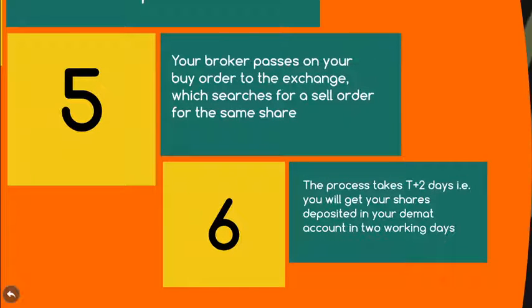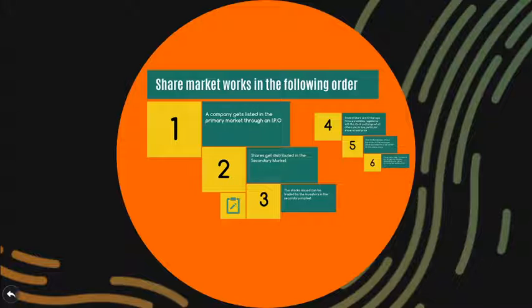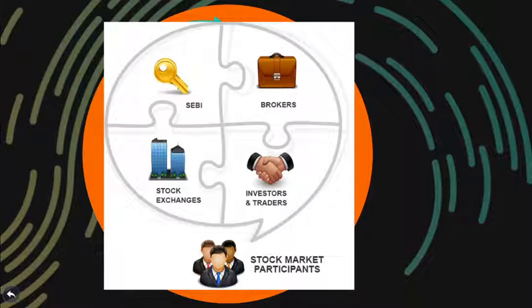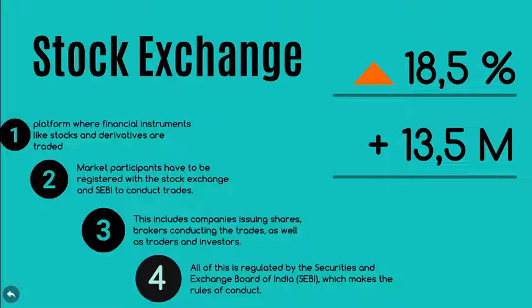Moving ahead, we should now be understanding about various participants of the stock market in the sequence of their role. So, there are 4 participants in total. Firstly, it is a stock exchange, which is a platform where financial instruments like stocks and derivatives are traded.